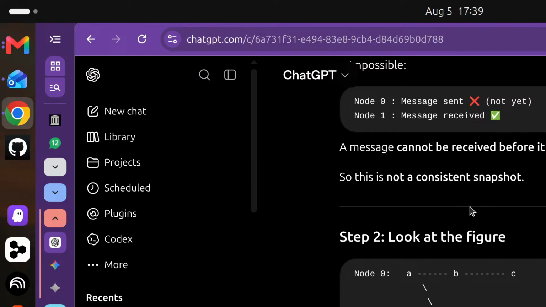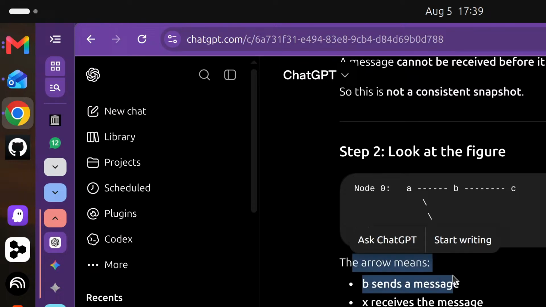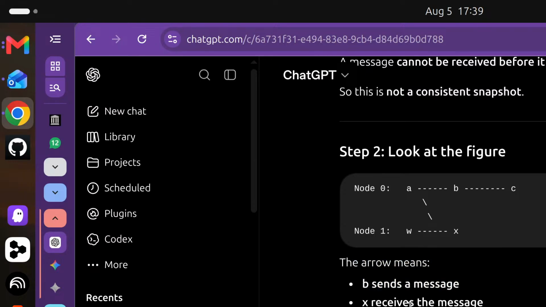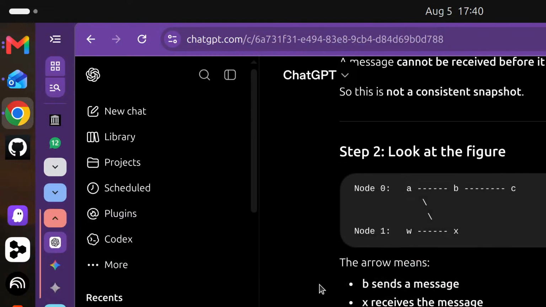Okay, look at the figure. Node 0, node 1. A, B, C, like this. The arrow means B sends a message, X receives the message. So B sends a message and X receives the message. That means B happened before X, right?